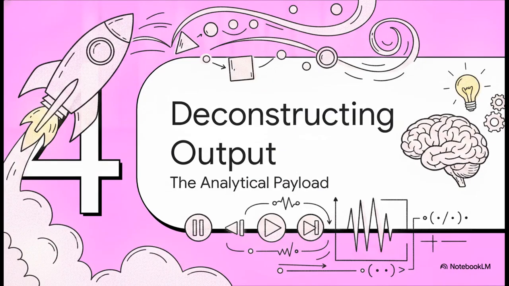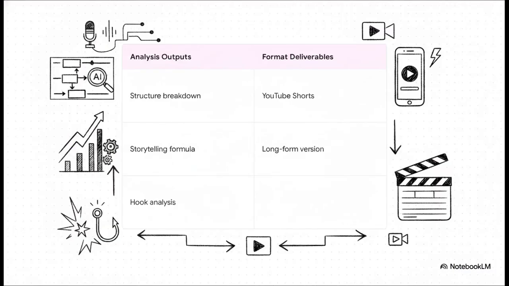Okay, part 4, deconstructing the video output, or what we call the analytical payload. Now this is where it gets really fun. Once you've provided that exact transcript, you aren't just getting a basic summary back. You trigger a massive analytical payload. The AI completely reverse engineers the video. It gives you a structural breakdown, isolates the exact storytelling formula, and details precisely how the hook captured attention in those vital first few seconds. It then takes all of that data and formats it into actionable deliverables for you, whether you're building a quick YouTube Shorts version or fleshing out a fully structured long-form script.